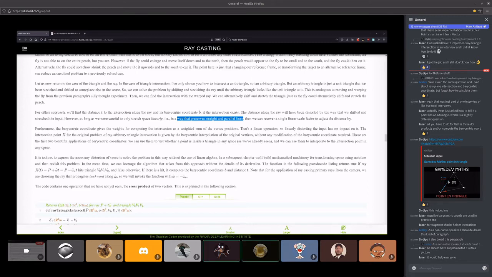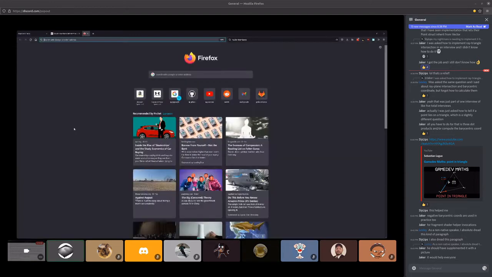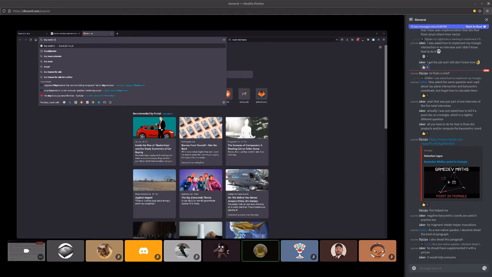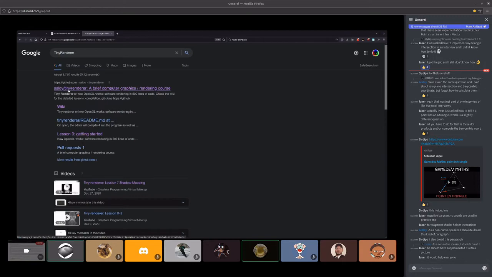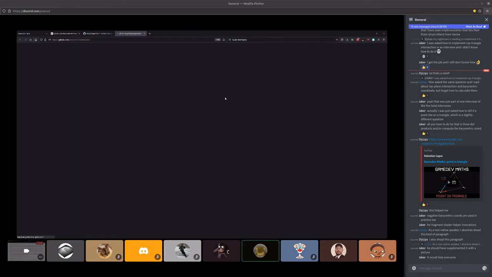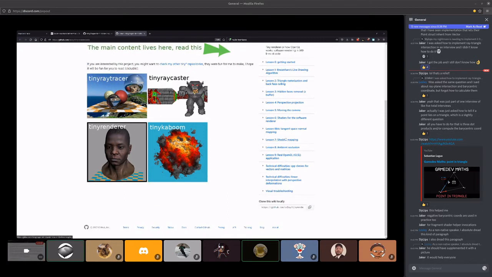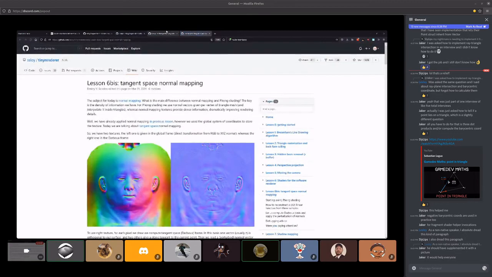How does that work with perspective? Because perspective distortion does not preserve parallel lines. This is actually covered in the tiny renderer pretty well. I was hoping it would show up there. I think it's tangent. No.